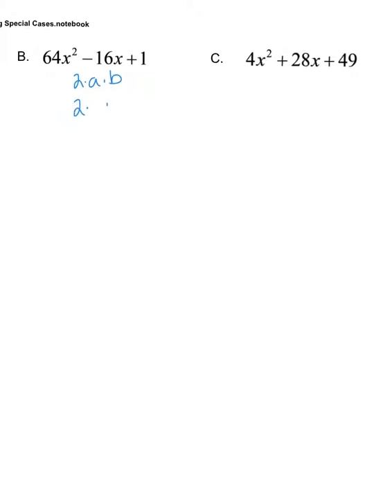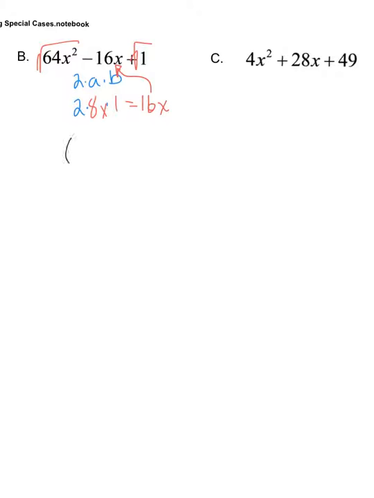So to get A and B, we take the square root of the bookends, right? The square root of 64x squared is 8x. The square root of 1 is 1. 2 times 8x is 16x, times 1 is 16x. And sure enough, it matches.